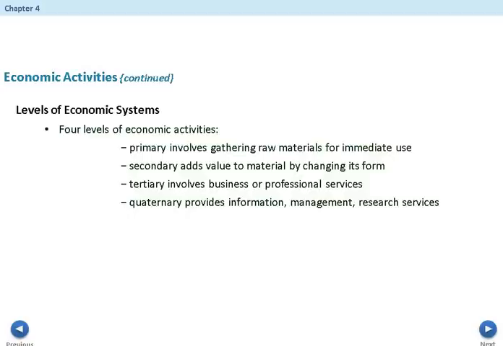The next 2 areas are much more common in the United States. Tertiary involves business or professional services. This might be a doctor, a lawyer. This might be somebody like a teacher.